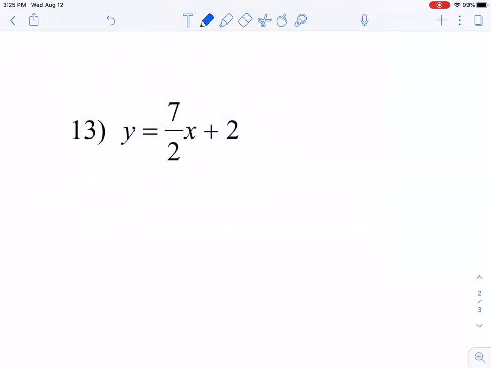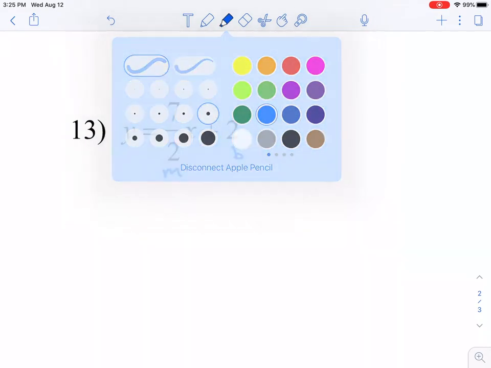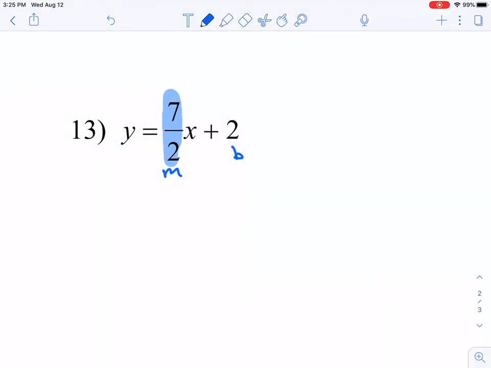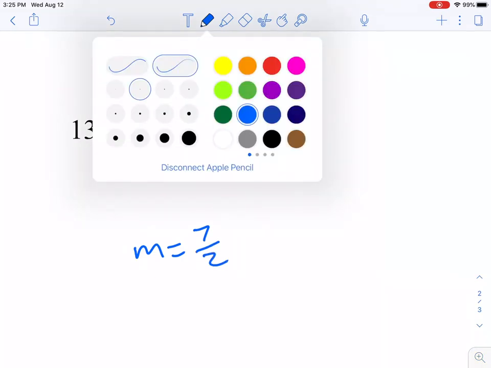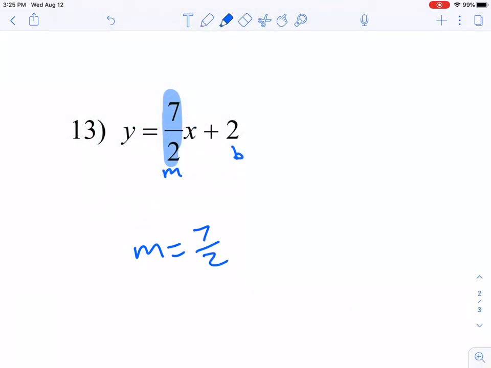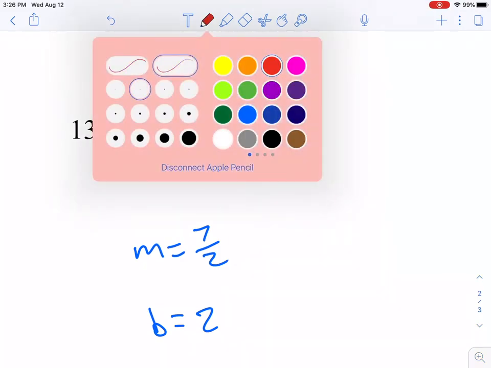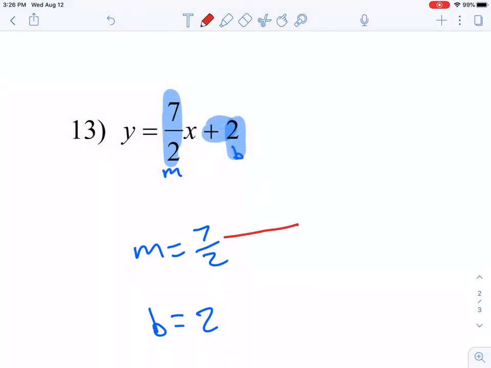So I'm doing blue. Here's my M, here's my B. Here's my M, 7 over 2. Here's my B. Oh, I'm still in purple, whatever. Or I'm still in blue. B is 2. And I'm using whatever sign's in front, positive 2. And then my M for my rise over run, this is positive, so it's going to go up, and I always go right.